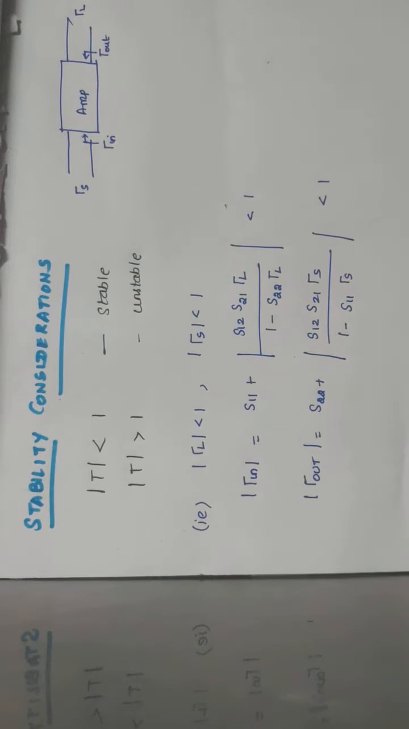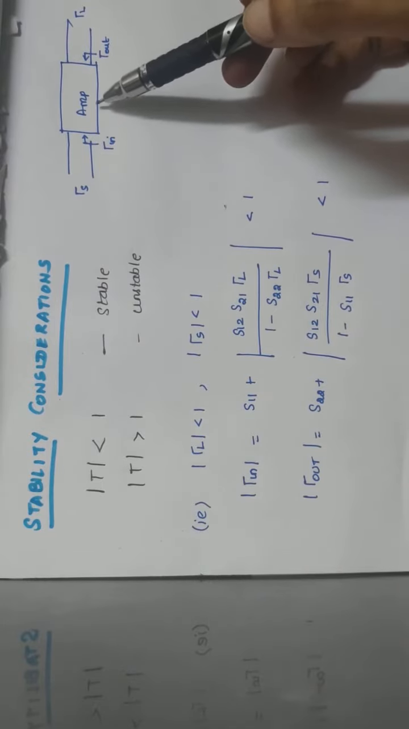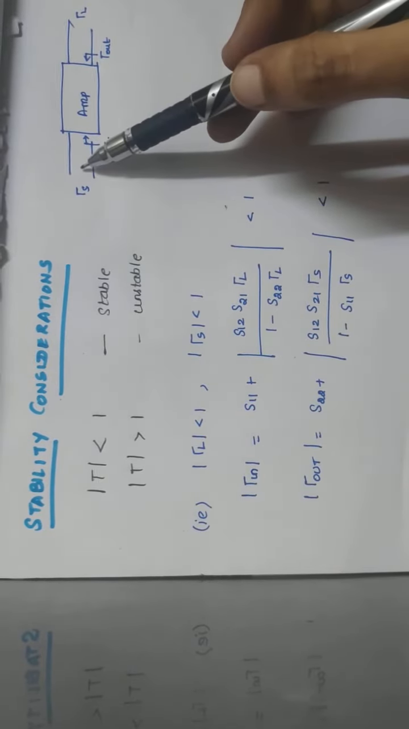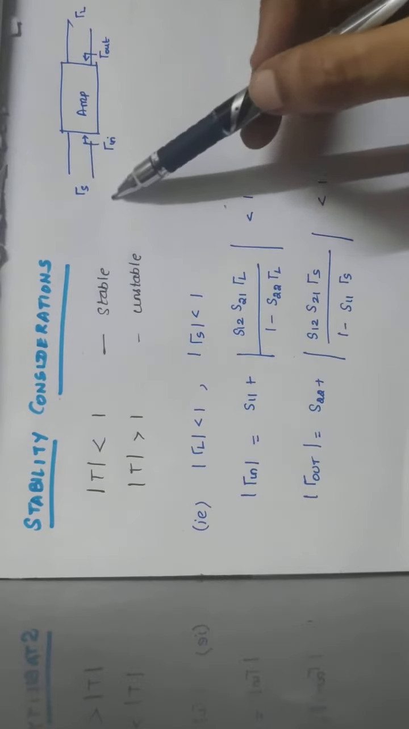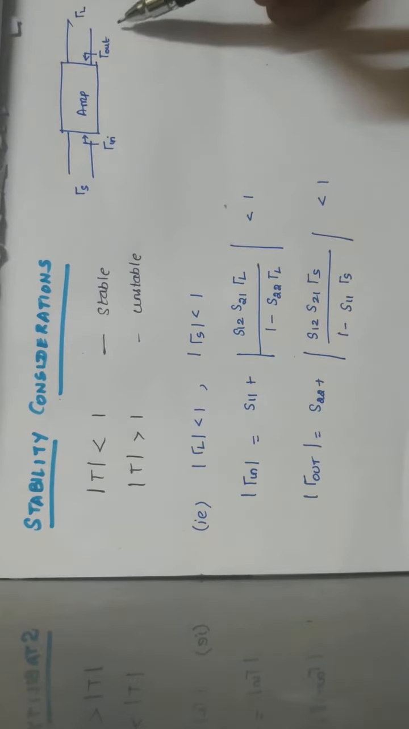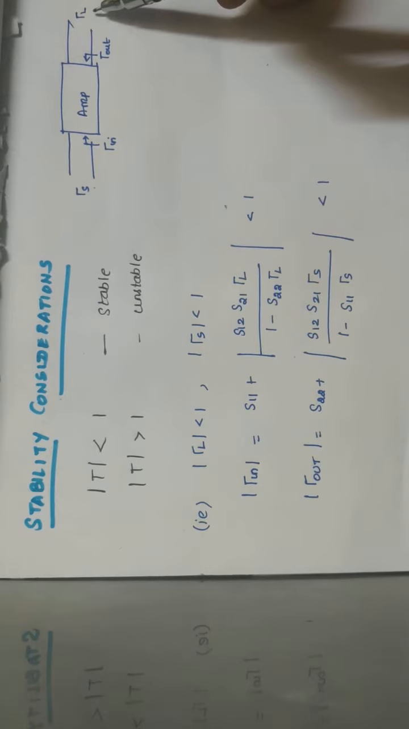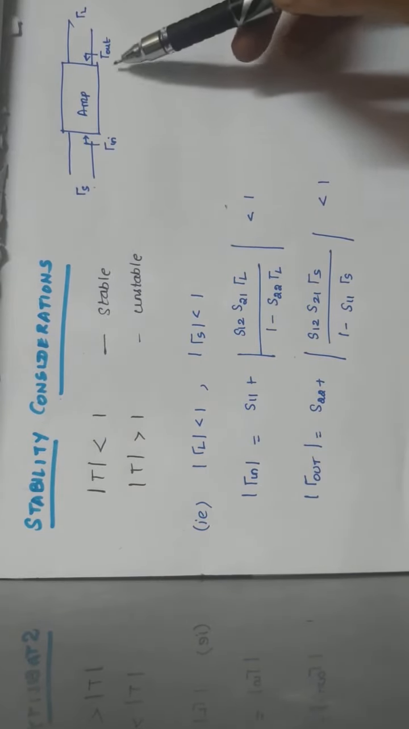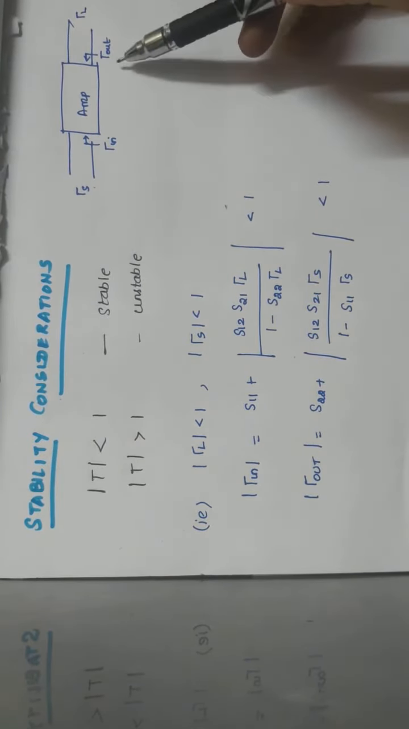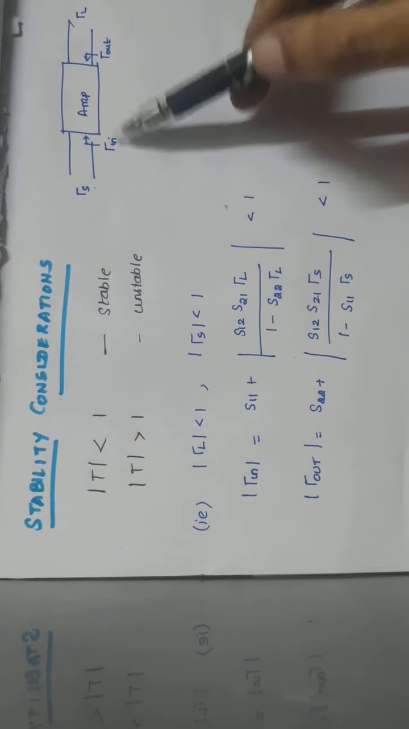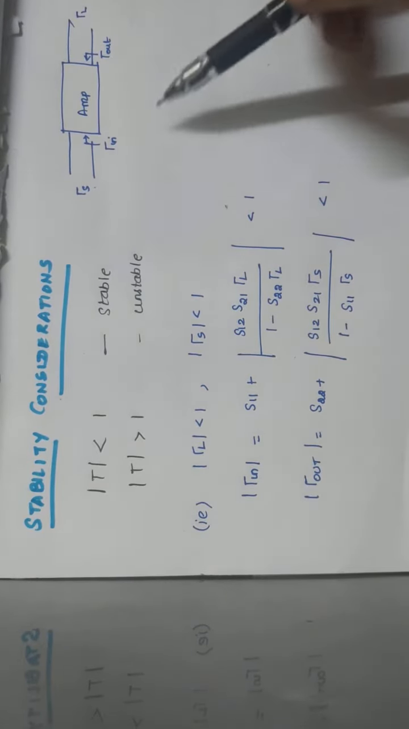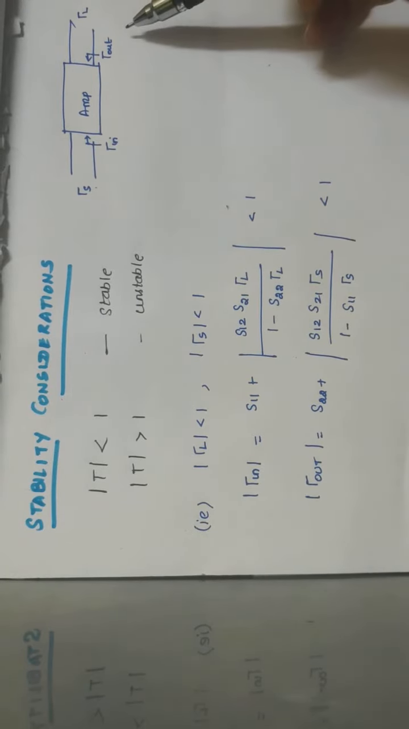So this video is about the stability considerations of a two-port network, and here the two-port network that we are going to consider is an amplifier. The amplifier has an input port and output port, where the signal is given at the input port and the amplified signal is obtained at the output port. The reflection coefficient at the source is denoted as tau s, at the load it is tau L, and at the input and output of the amplifier the reflection coefficients are denoted as tau in and tau out. We have seen these parameters in the transducer gain derivation.